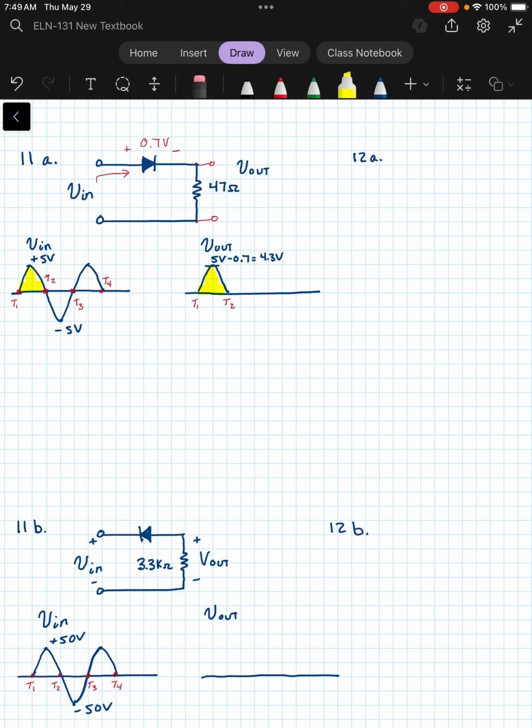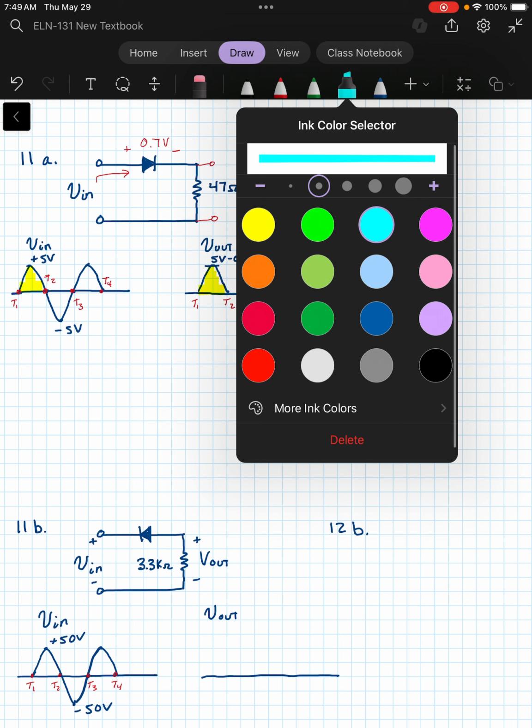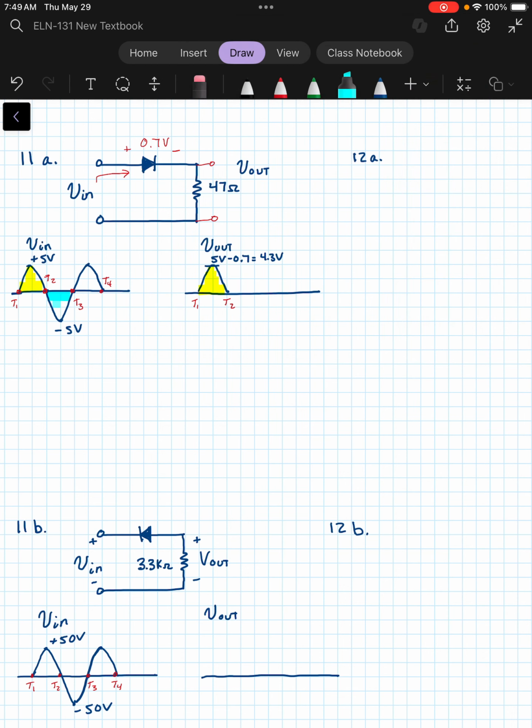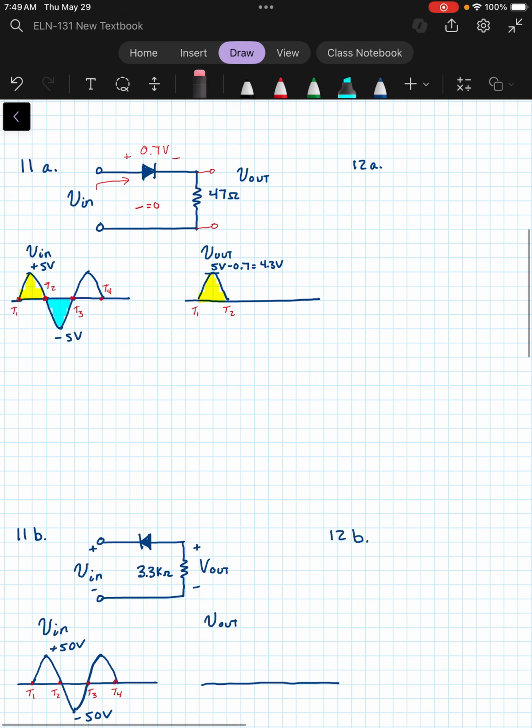Now, let's change the color here maybe. So from T2 to T3, that is going to reverse bias the diode, which will cause an open circuit here, right? So nothing will get to V out, which means V out will be at 0 here from T1 to T3.